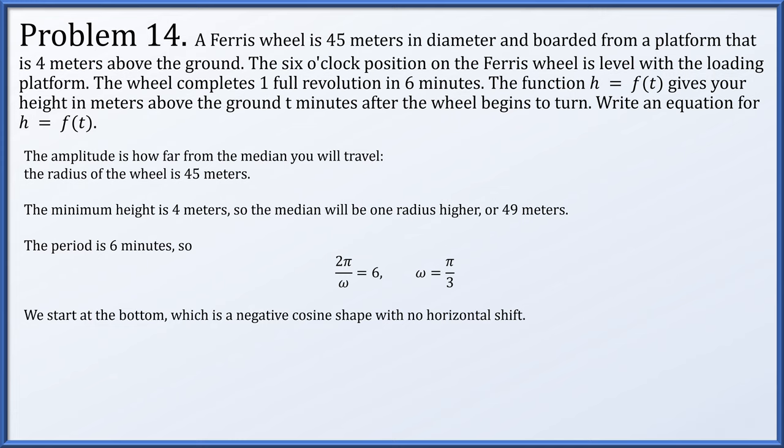The only trigonometric shape between positive sine, negative sine, positive cosine, and negative cosine, the one that starts at the minimum, is the negative cosine shape with no horizontal shift. So we simply use negative 45, which was our amplitude, times the cosine of pi over 3 t with no horizontal shift, plus our median of 49.